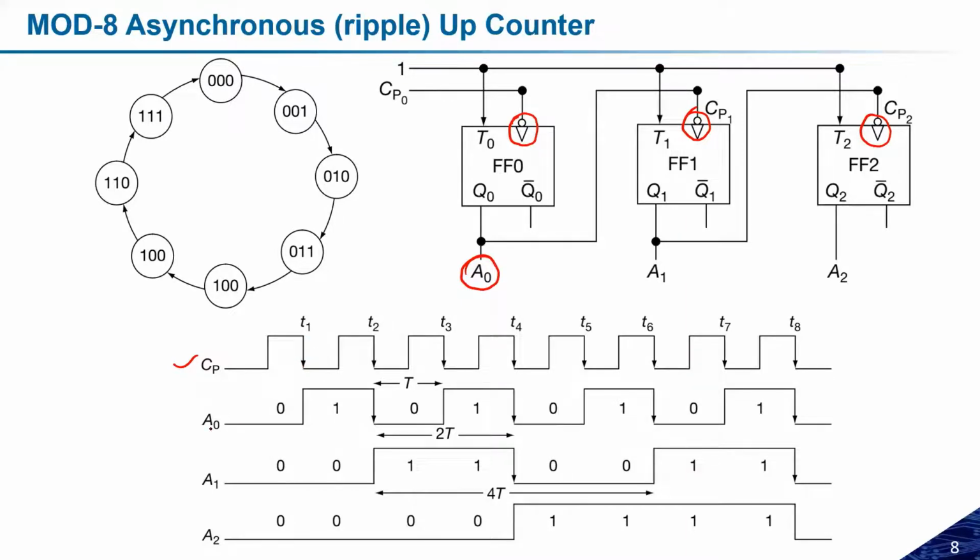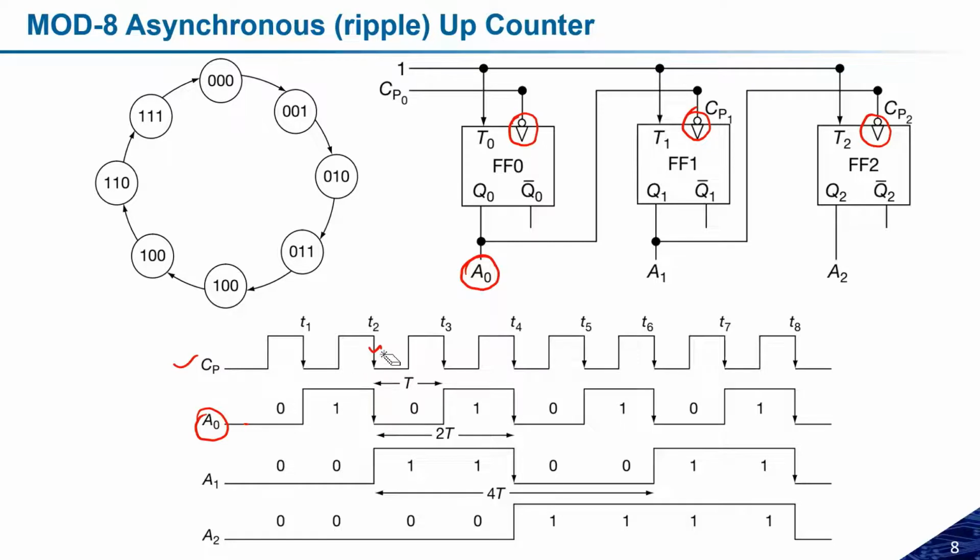At this time, A0 will change its state. Initially it was 0, then it will come to 1. It will maintain the same logic until it gets the next falling pulse. The next falling pulse will be here, then again it will change its state from high to low and low to high and so on.